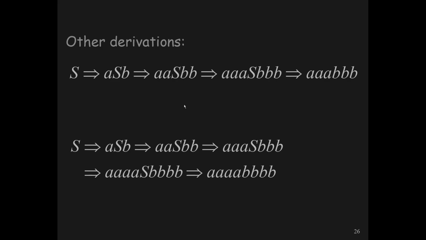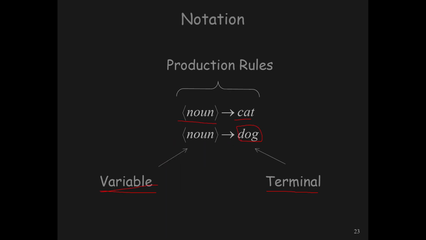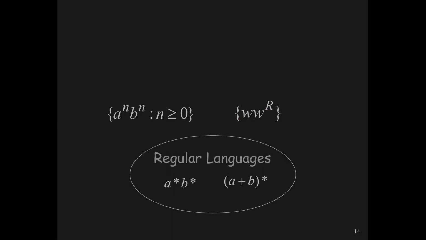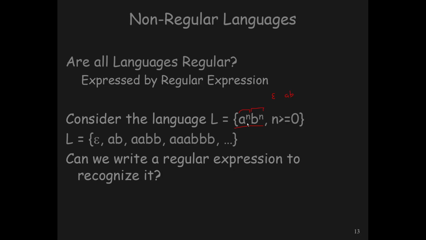So you can go as many times as you want. In this case, they go 3 times with ASB, and then they go with the empty, and that gives you AAA, BBB. Similarly, if you go 4 times, you get 4 A's then 4 B's. Now notice this is the exact same language that we mentioned earlier. This one. So empty, AB, AABB, AAABBB, and so on, right?